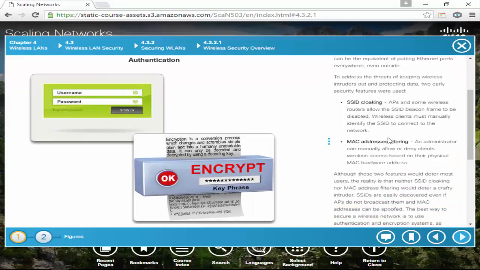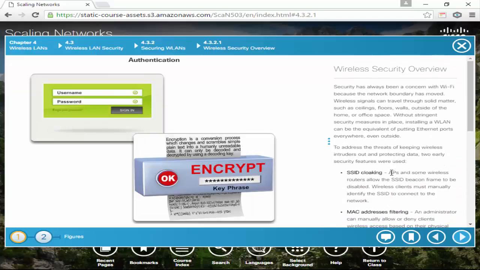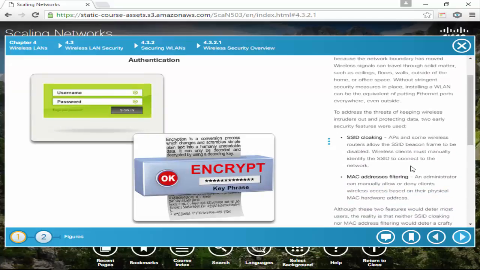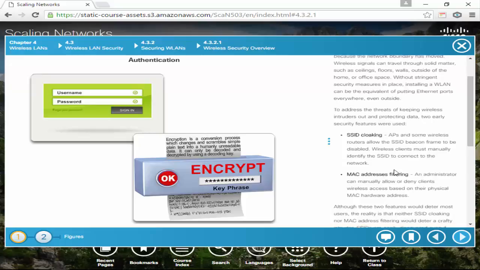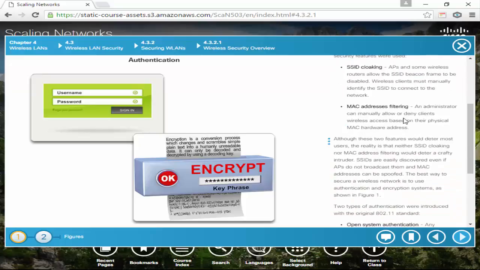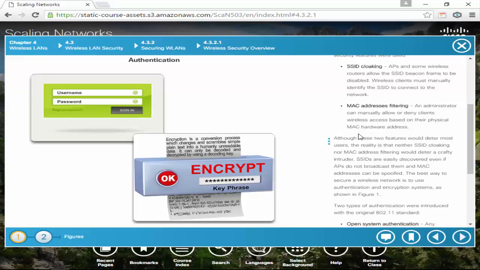All right, so SSID cloaking, that's what I talked about. Some wireless access points allow SSID beacon frames to be disabled. Wireless clients must manually identify the SSID to connect there, but it's actually not a great idea. MAC address filtering. This is one way to secure something, except MAC addresses can also be spoofed, but it'll make you a lot more secure where you have to be that MAC address to get on.